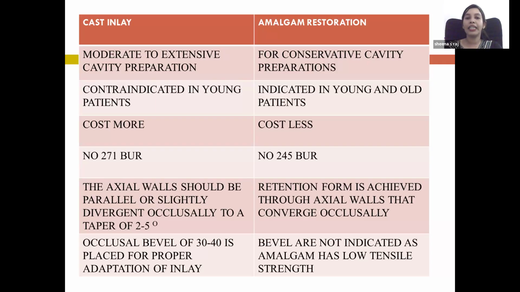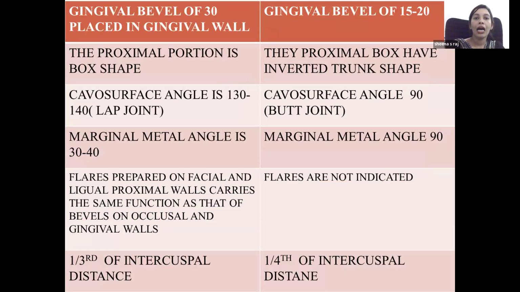Normally in amalgam, we never give an occlusal bevel, and only a gingival bevel is given for amalgam. In the case of an inlay, we give a 30-degree bevel. In the case of amalgam, 15 to 20, just half of the inlay. The proximal box is box shaped in the case of inlay. It is inverted truncate in the case of an amalgam.